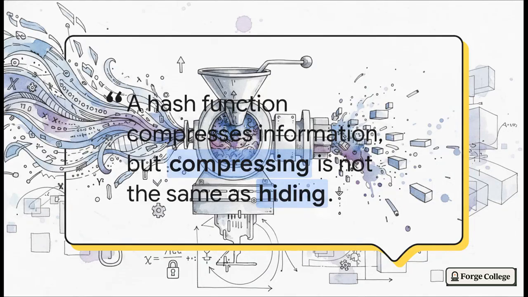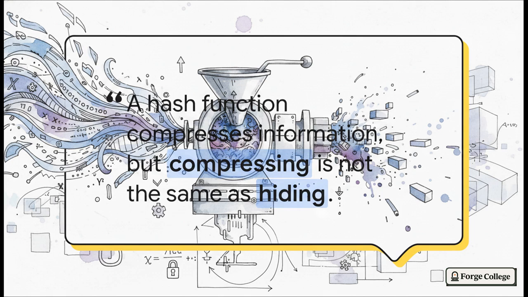I absolutely love this quote. A hash function compresses information, but compressing is not the same as hiding. The security guarantees come from the difficulty of reversing that compression. It brilliantly summarizes our foundation today. We aren't just shrinking data. We're putting it through an irreversible, one-way mathematical meat grinder.